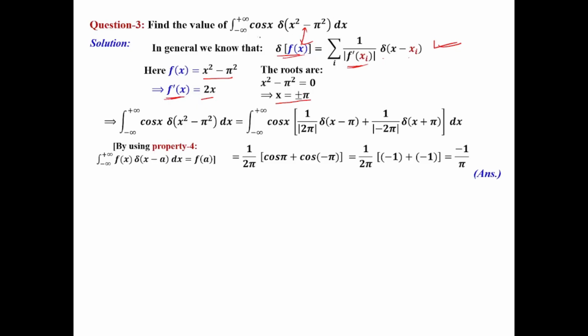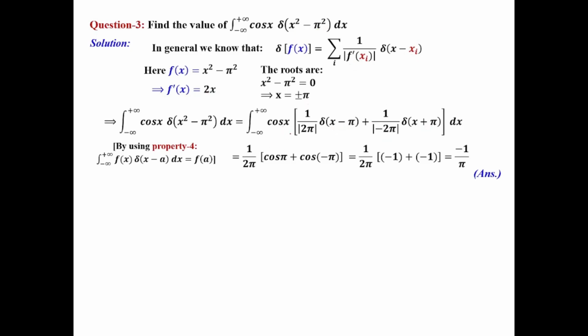So that implies this integral will be equal to, here we have to substitute this value. So cos x is there, I have written cos x over here. Here there are two roots, so we get two terms: 1 by 2π mod, here 2π, because we found 2x. f' at the first root, f' at the second root. f' at the first root means π, 1 by 2π mod delta(x − π), plus 1 by the second root, which means −π, so it will be −2π, so 1 by mod of −2π delta(x + π). So if I put over here −π, obviously it will be +π, dx, right?